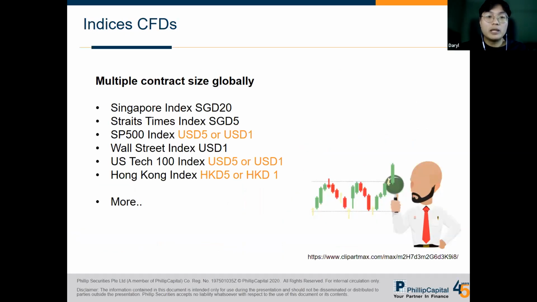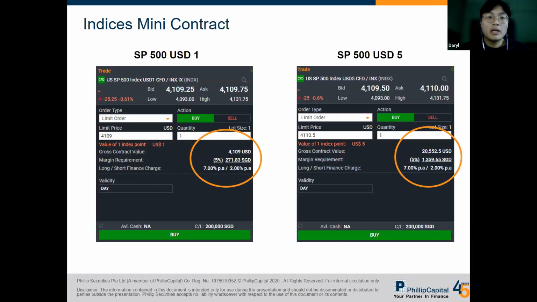So in our platform, these are the indices that we offer. Definitely more, but these are the commonly traded ones. You can view them, and you can view more on our website. We also have the mini contracts for some of them, same as the gold example. For this, we are using the S&P 500 contract. We have USD1 and USD5.